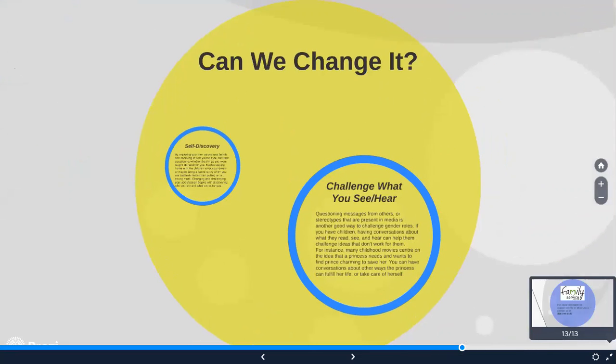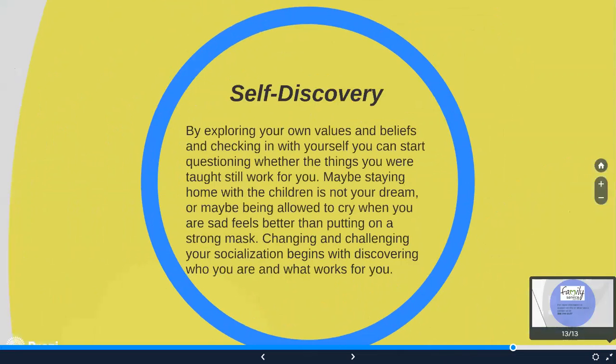So let's touch on how we change it, right? If this is present from the moment we're born in every facet of our lives, it seems like a very big issue to tackle, but there are some very important ways that you can start to address gender socialization. And one of them is through self-discovery, exploring your values and beliefs and checking in with yourself. It's a good way to start questioning, are the things that I was taught growing up about how to exist in this world, are those working for me?